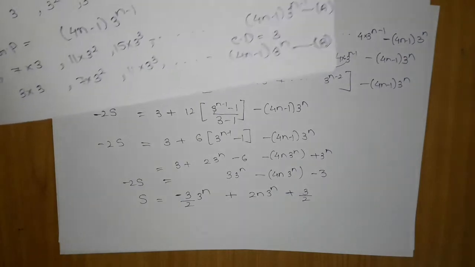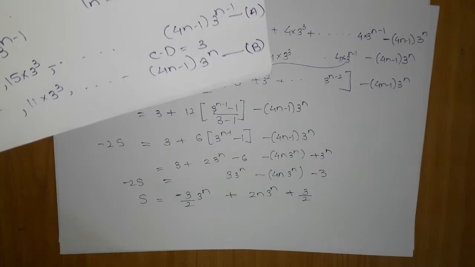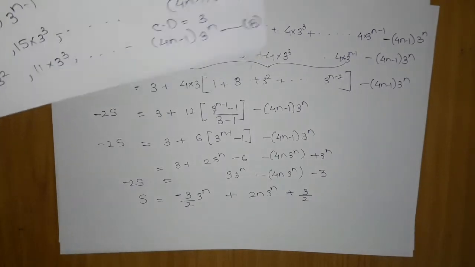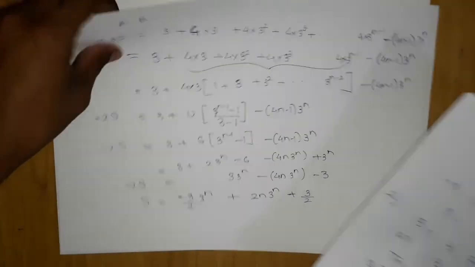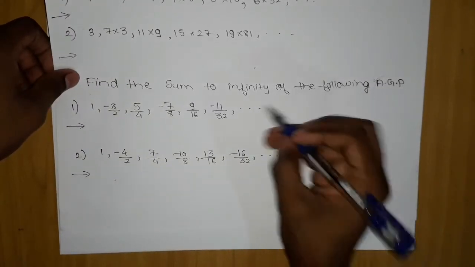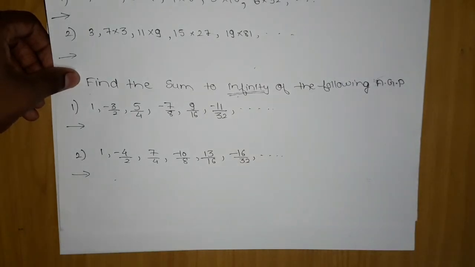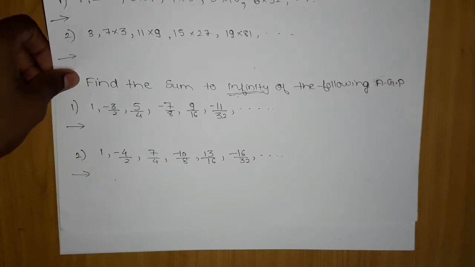Okay, so this was all the things which you need to do, and now we are going to do the same thing continuously. So let's move on to the next question. Now the next question is this: find the sum of infinity of the following AGP. They have mentioned that we want to find the sum of infinity terms. That is important. That is what I was telling you, that they will mention it. They will give you a hint.